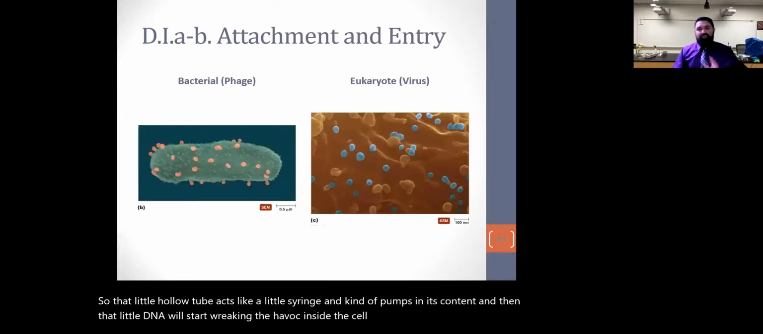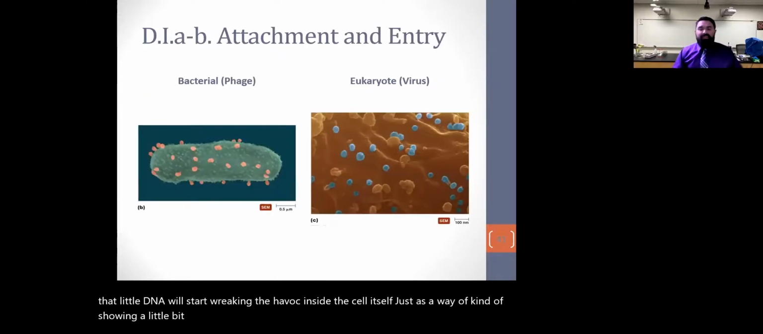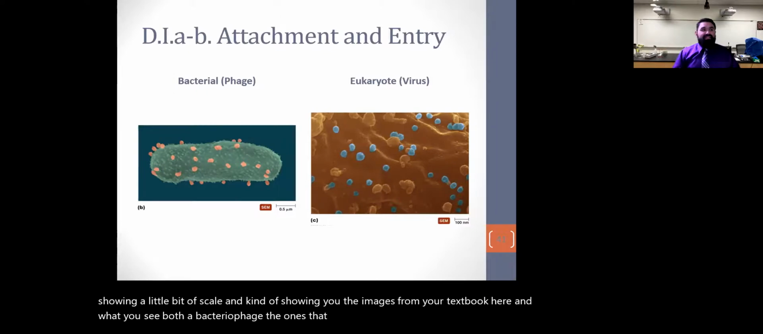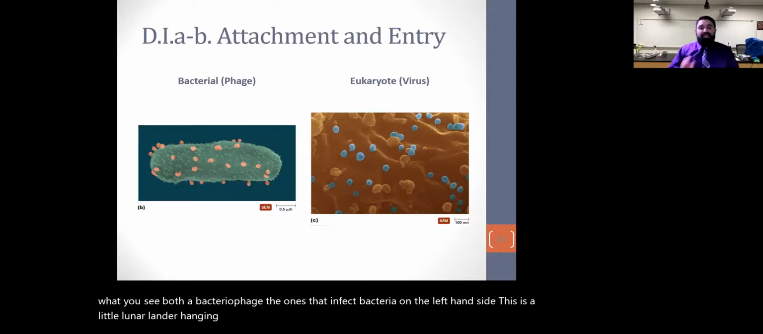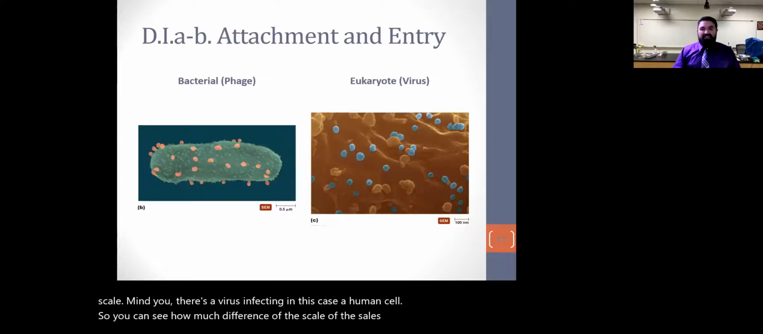Just as a way of showing a little bit of scale, I'm showing you the images from your textbook here. What you see on the left-hand side is a bacteriophage, the ones that infect bacteria. This is a little lunar lander hanging out on top of E. coli. And on the right-hand side, by the same scale, mind you, there's a virus infecting, in this case, a human cell. So you can see how much difference there is in the scale of the cells, but the viruses themselves roughly remain the same, right?